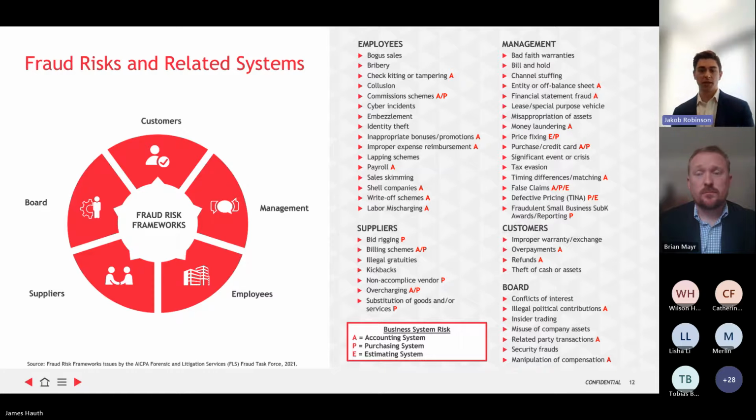Management is where you're going to see financial statement fraud, because, as Brian mentioned earlier, they're going to have the opportunity to have that kind of influence over the business to affect the financial statements. There are other schemes that are going to be stuffed in with management. And then the other thing to think about is even the board.